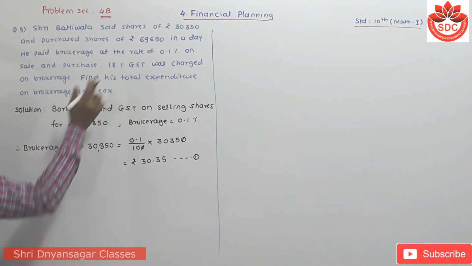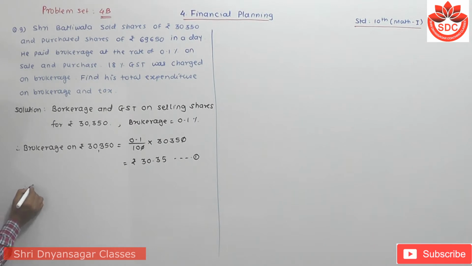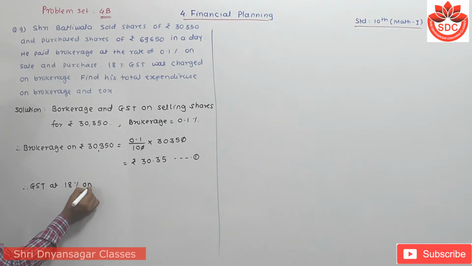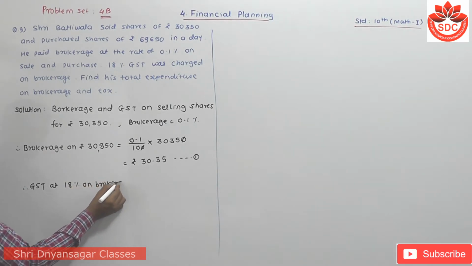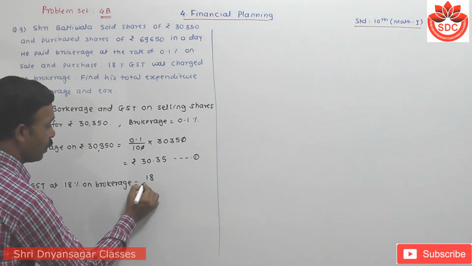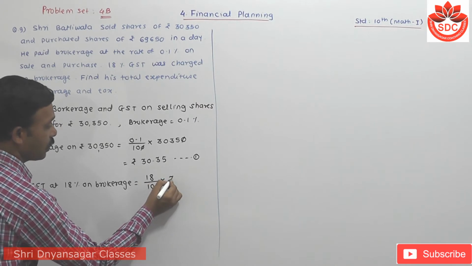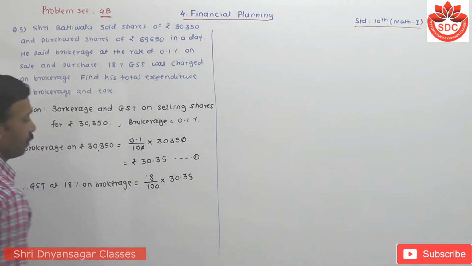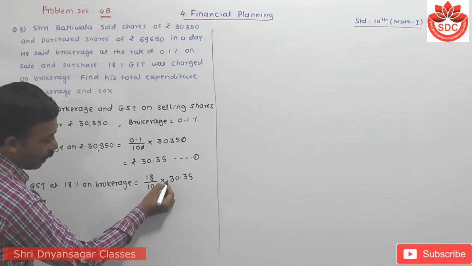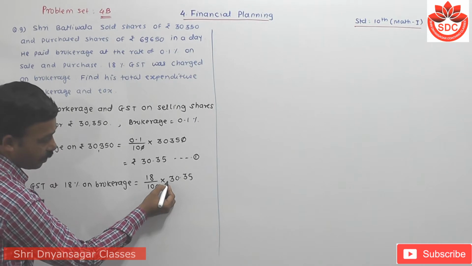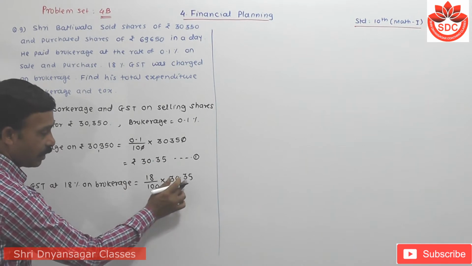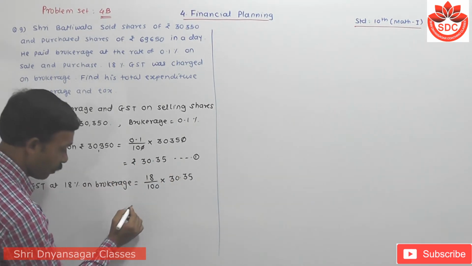Now GST is also paid at 18%. Therefore, GST at 18% on brokerage is equal to 18% of brokerage, which is 30.35. Now when this is divided by 100, the decimal point comes here, which means 0.03035. Now first I have to multiply this, and after 4 digits put the decimal point here.